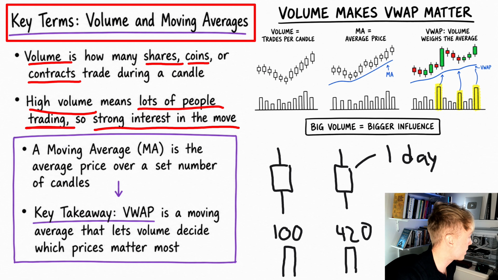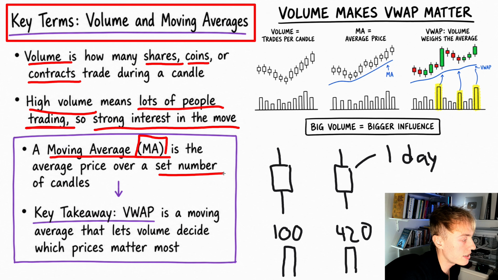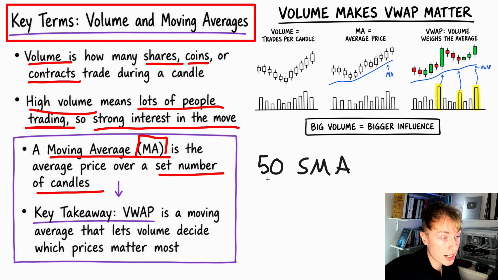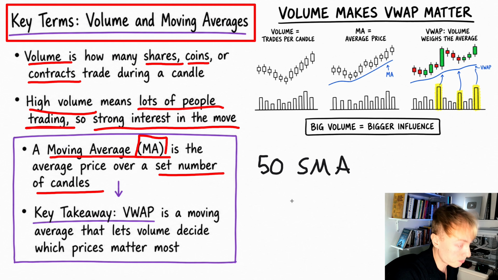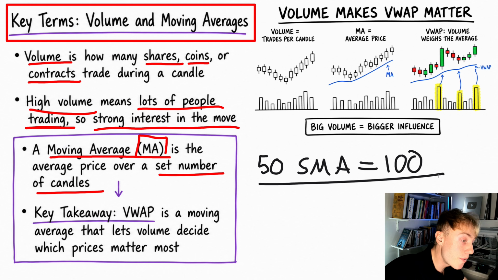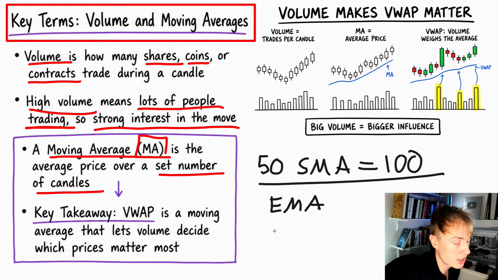But now you have a basic understanding of volume, but what is a moving average? Well, a moving average, or for short MA, is basically the average price over a set number of candles. So for example, if we have a 50 period moving average, and the most simple moving average is the SMA, which stands for simple moving average, this basically means that we take the average price from the last 50 candles. So let's say that the SMA here is equal to, let's take a super simple number, if the 50 SMA is equal to 100, this means that the average price of the last 50 candles was 100. Super simple. We have some other moving averages as well, like for example, the exponential moving average, which is EMA, and so on and so on.